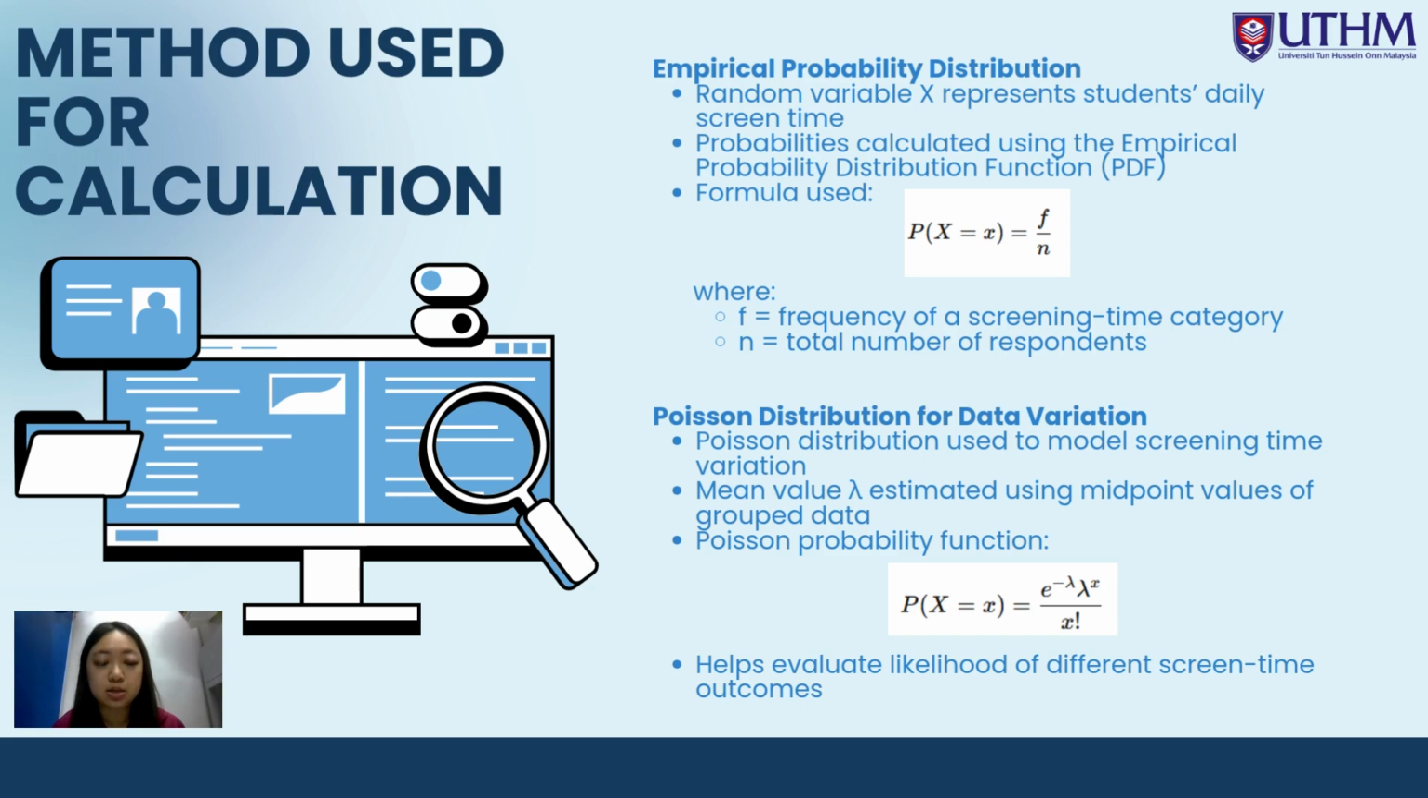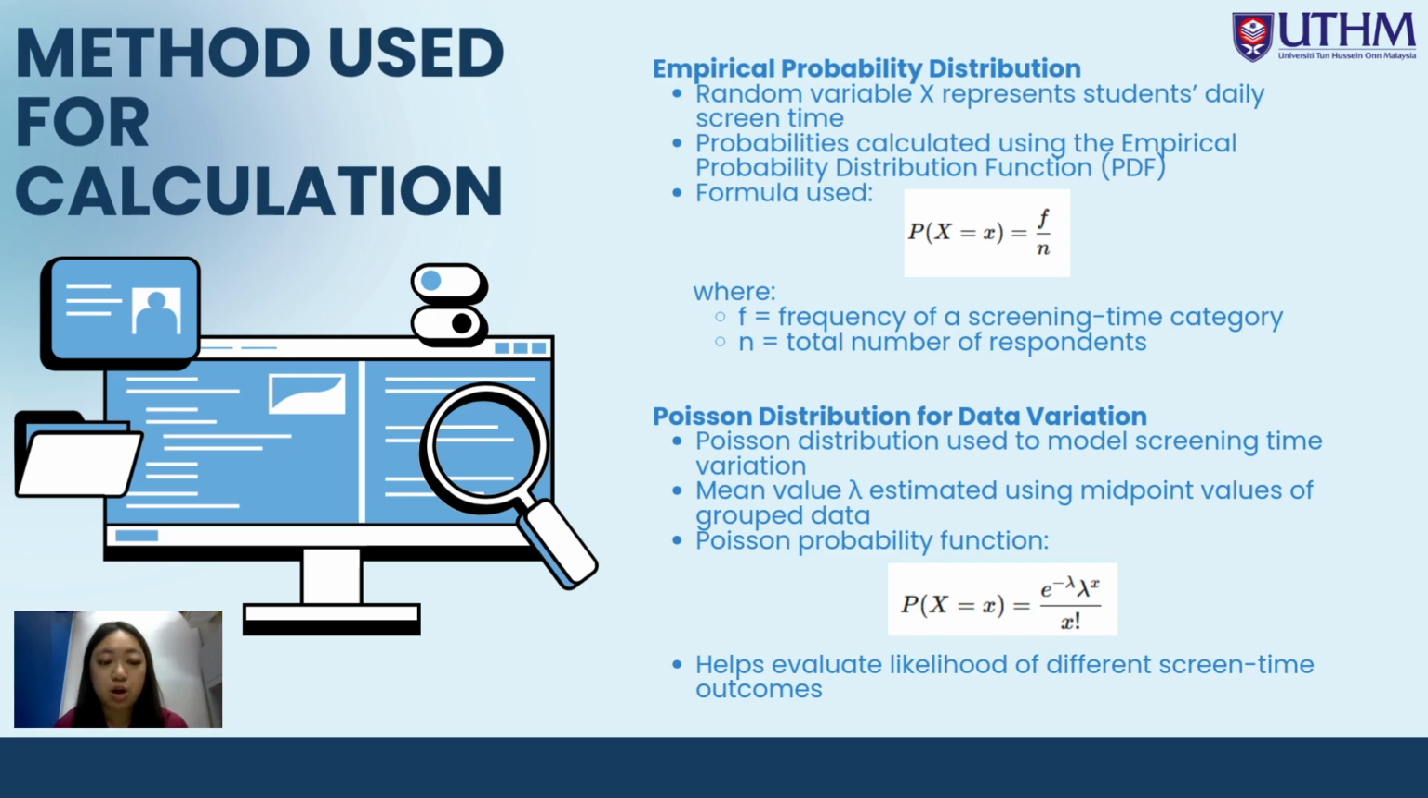Next, to analyze the variation in daily screening time, the Poisson distribution was applied as an approximation model. Since the data was grouped, mean point values were assigned to each screening time interval to estimate the mean value lambda. By using the Poisson probability function, we were able to assess the variability in screen time and also determine the likelihood of these different screening time durations occurring.